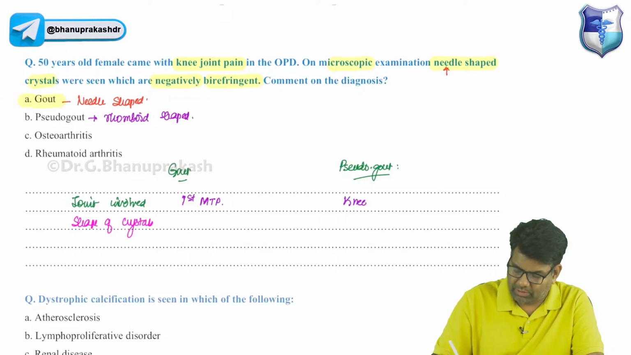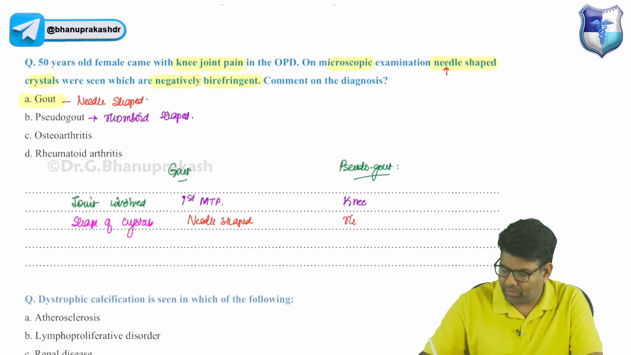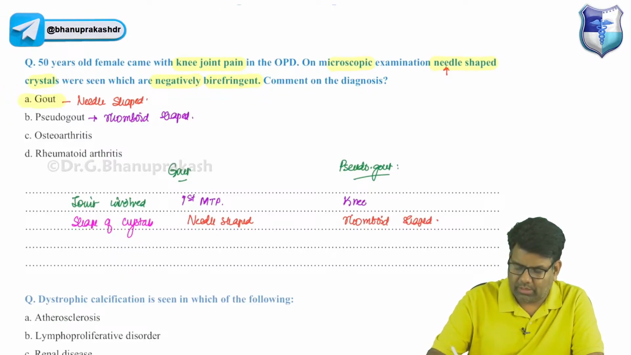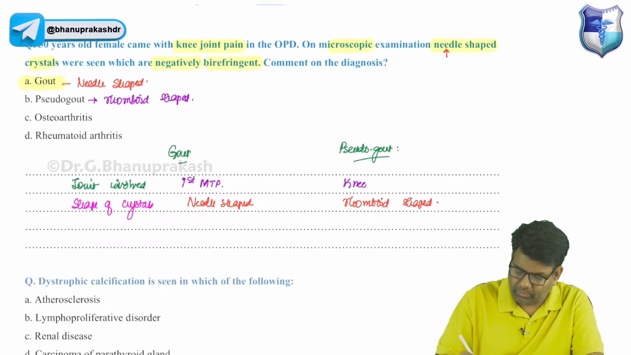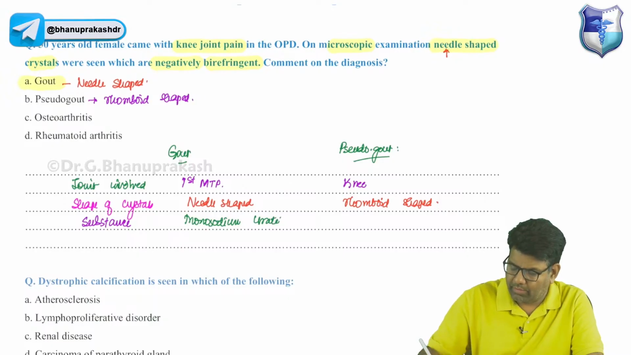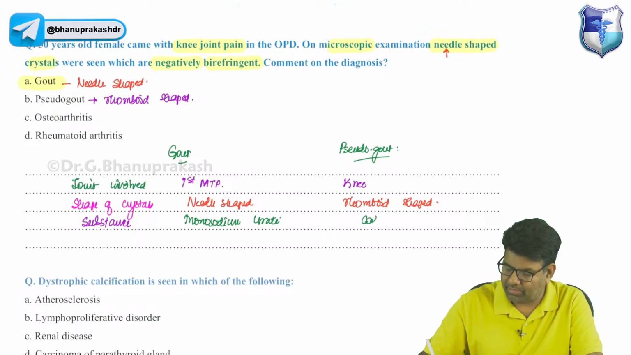So in the case of gout, it is needle shaped, whereas in pseudo-gout, it is rhomboid shaped. So the crystals are negatively birefringent in gout, and positively birefringent in pseudo-gout. Then the substance: in cases of gout, it is monosodium urate, whereas in pseudo-gout, it is calcium pyrophosphate.